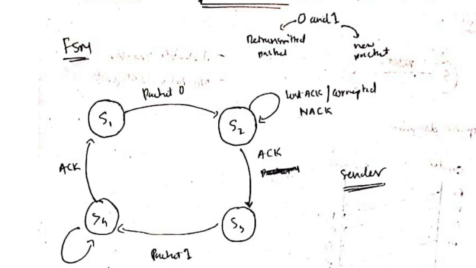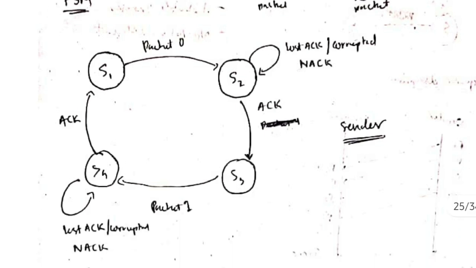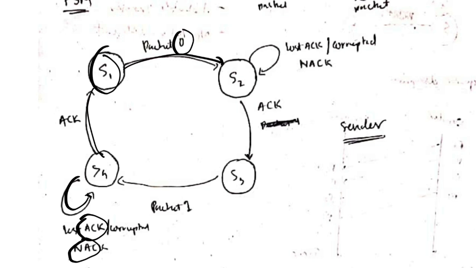Okay, so if he gets the packet, he will come to the state S3 and here he will send the packet 1. After sending the packet 1, if the acknowledgement is lost or he receives a negative acknowledgement, he will wait for getting the correct acknowledgement. After he receives the correct acknowledgement, he will move to the state 1. So what happens is 0 will be sent here. If he does not receive the acknowledgement, he will resend the packet 0. Okay, then if he receives the acknowledgement, he will send the packet 1.